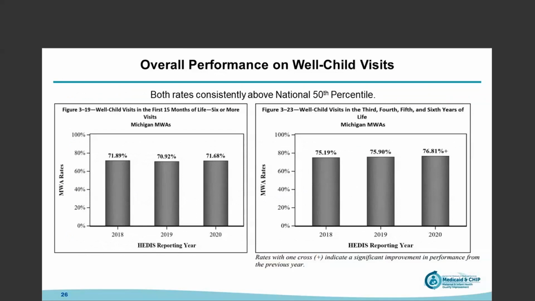I wanted to give you a general sense of overall performance on well child visits historically in our state. On the left-hand side, this is well child visits in the first 15 months of life. We've hovered right around 71 to 71.5% over the last 3 years. On the right-hand side is the well child visit for the third, fourth, fifth, and sixth year of life. That's been right around 76, upwards of 77%. These are following audited HEDIS rates and standardized application of the specifications by each of our health plans. Both of these rates for each year and each measure are consistently above the national 50th percentile in our program. Next slide.